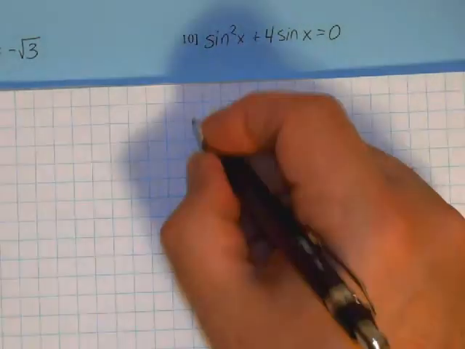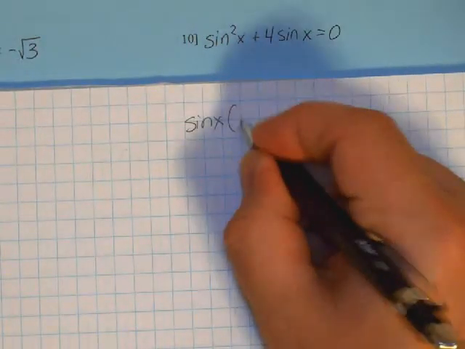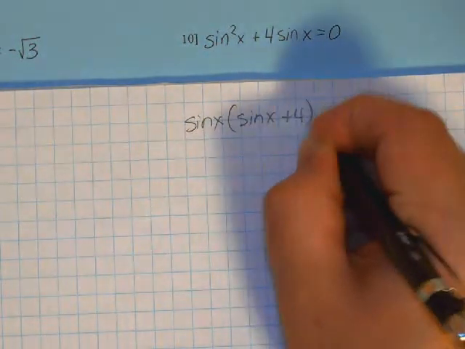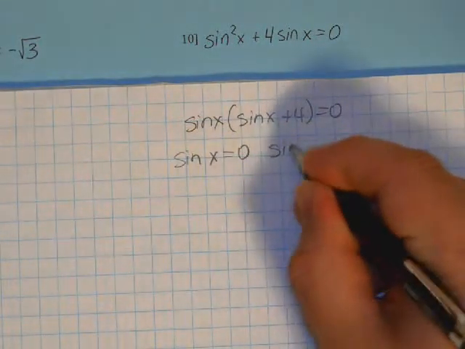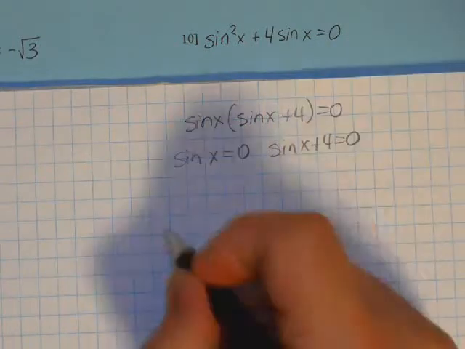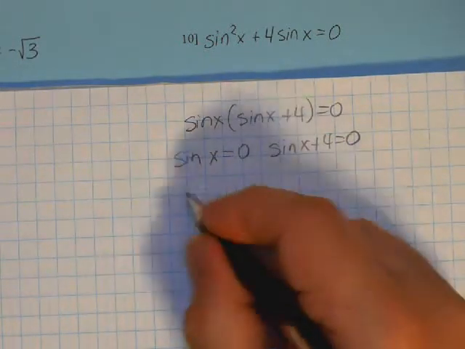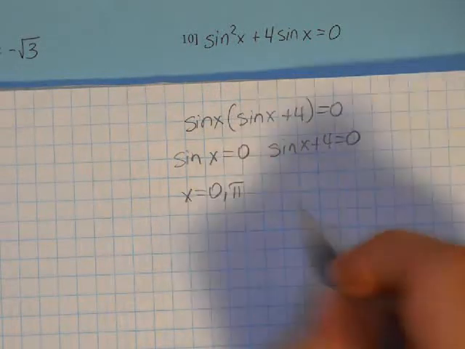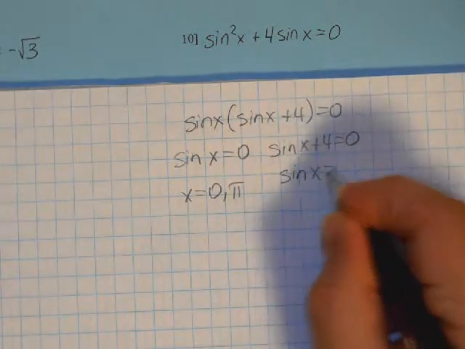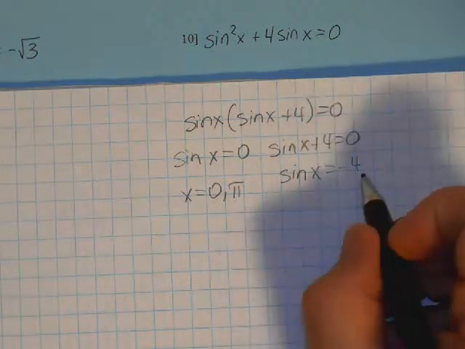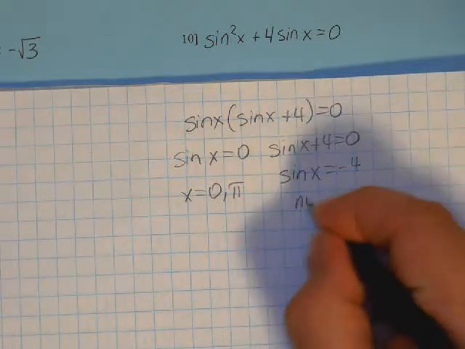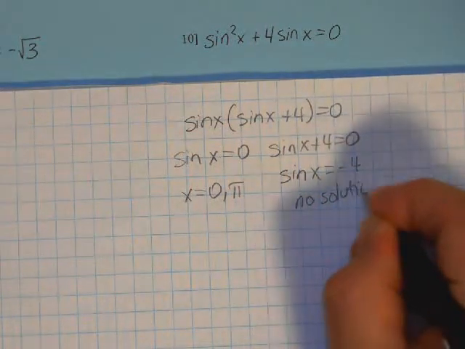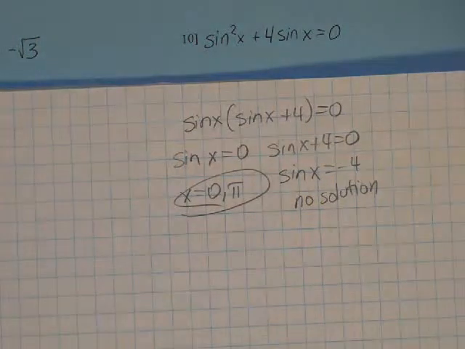Okay, number 10, we can go ahead and factor sine x. And we get sine x plus 4 inside the parentheses. And we go ahead and set each factor equal to 0. So we know sine is 0 at 0 and pi. Now we saw the other one, we get sine x equals negative 4. Well, the range of sine is between negative 1 and 1, so there's no solution to that one. 0 and pi are the solutions.